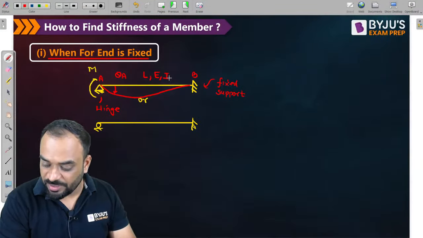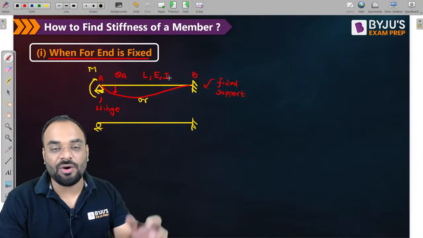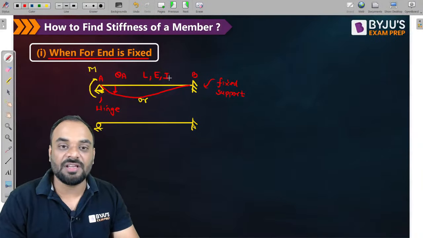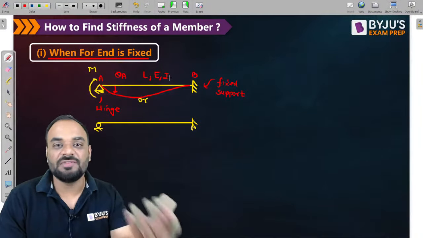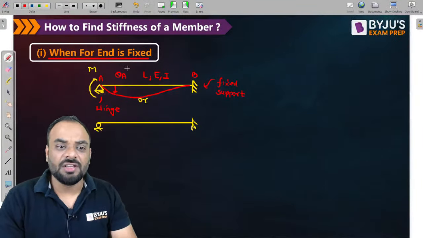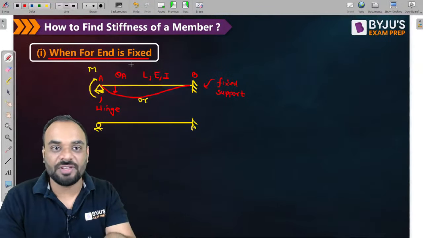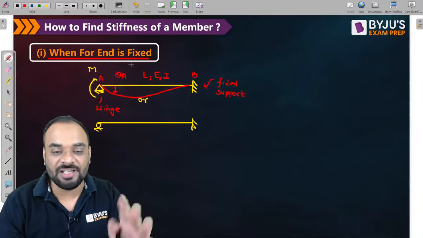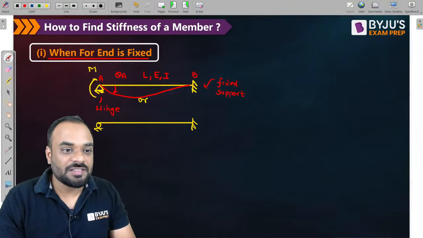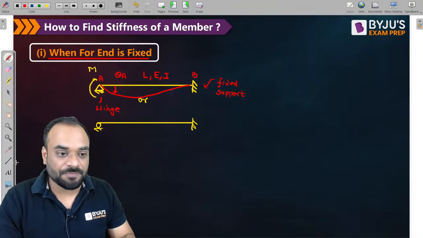These values are known to us. I will explain all the conditions, and I will explain how we can find the stiffness in various cases, right? When we have the far end as free, then what will be the stiffness? If we apply the moment at the free end, or if we apply the moment at the fixed end, I will tell you all of these things, right? Just hold on. Okay.